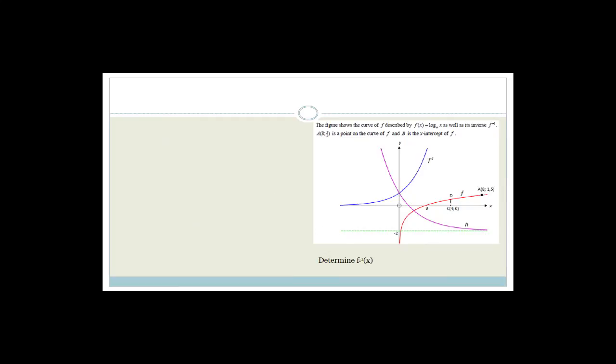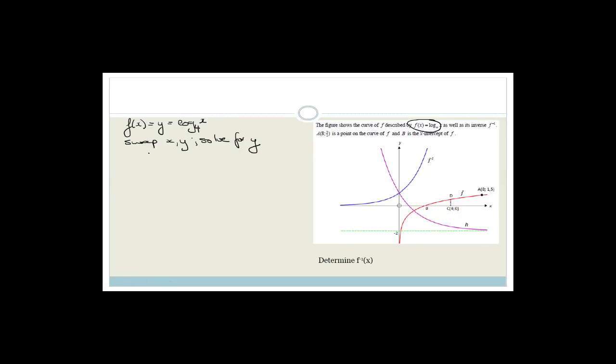Now it says determine f to the negative 1 of x. So what are we trying to do? We're finding the inverse of this. So how do you find inverses? The original graph, f of x, equals y equals log x base 4. We've just said that. When you're finding the inverse, what do we do? We swap your x and y, and then you solve for y. And that's what we're going to do now.